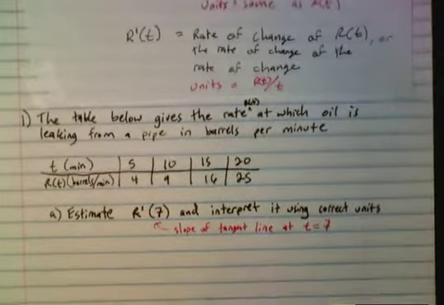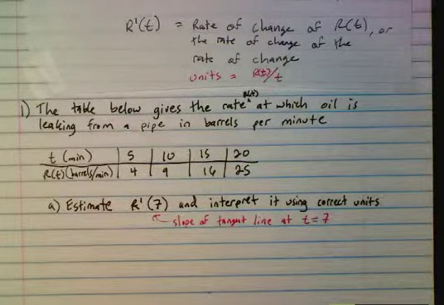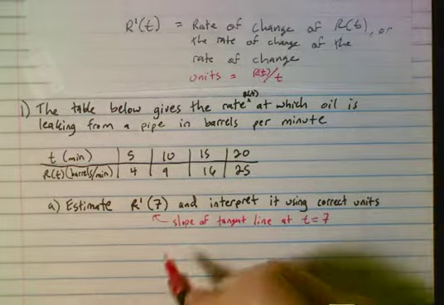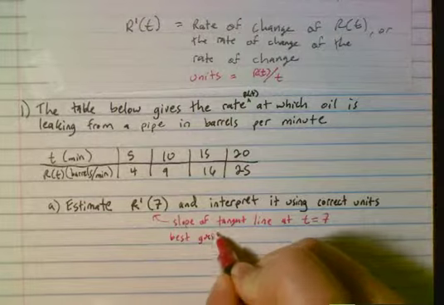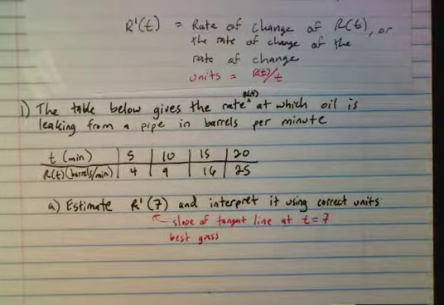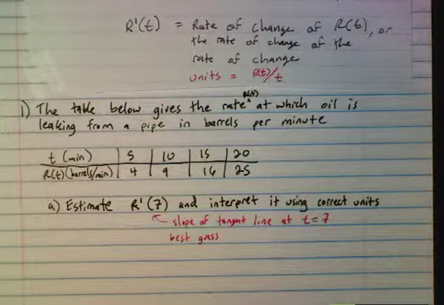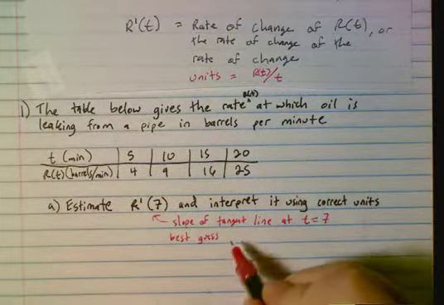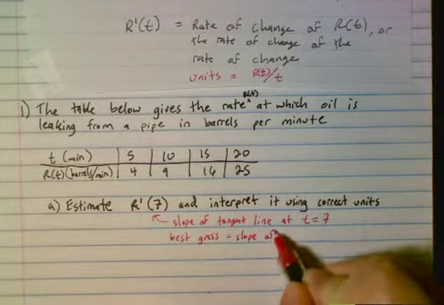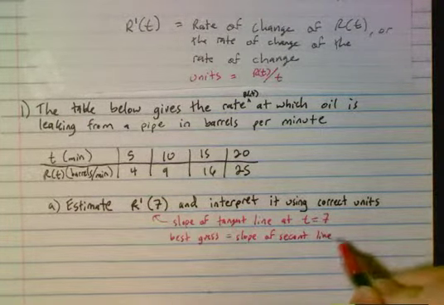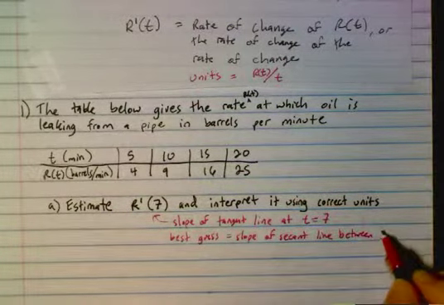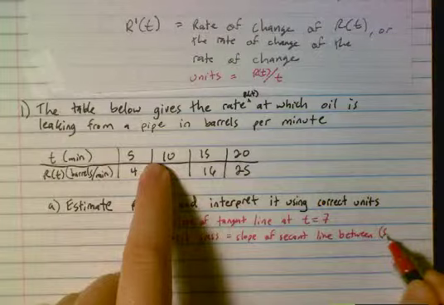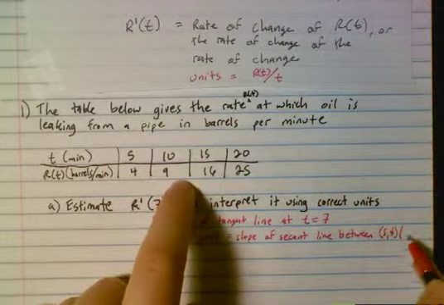And the trouble we have is that we don't actually have any information, much less a curve, for what's happening at time t equals 7. So our best guess for the slope of the tangent line at a point is the slope of the secant line between two nearby points. Remember, a secant line is just a line between 2 points, whereas the tangent line is tangent at a single point. So 7 would be right here, so between 5, 4 and 10, 9.